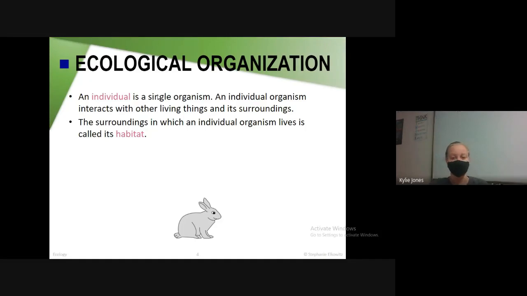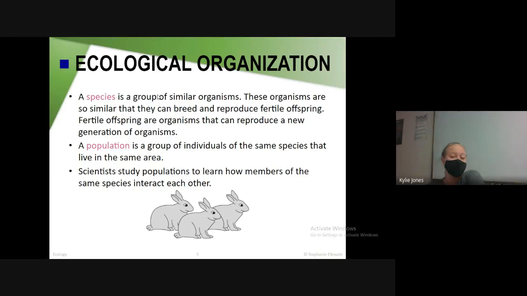Alrighty, so individual, one single organism. Our next one was a species or the population. Okay, they're kind of the same thing. A species is a group of similar organisms, so a whole group of bunnies or a whole group of cactuses, cacti. These organisms are so similar that they can breed and reproduce fertile offspring. Fertile offspring are organisms that can reproduce a new generation of organisms, so they can have kids, basically.